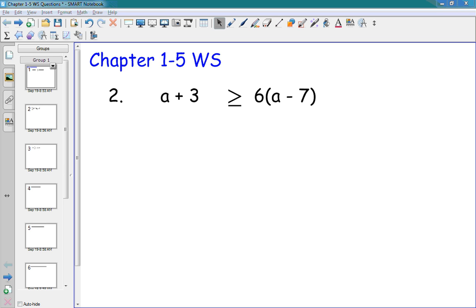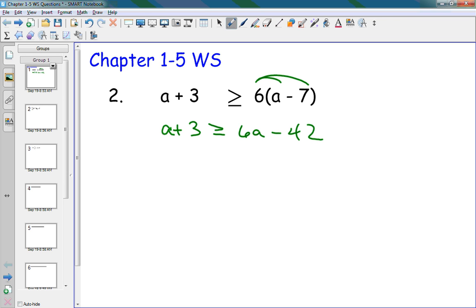This is number 2. Now, we're going to first pretend that the greater than or equal to sign is going to be an equal sign. So what's the first step I would do if I were pretending that was the equal sign? Well, we would need to distribute. Very good. So a plus 3 is greater than or equal to 6a minus 42.